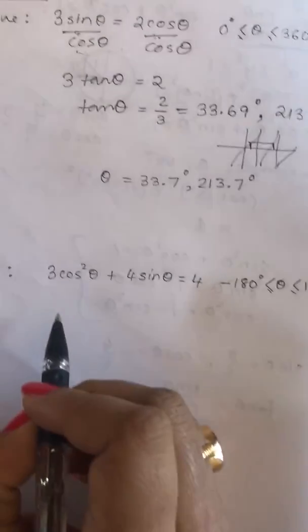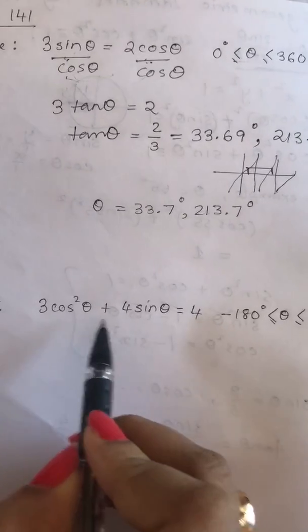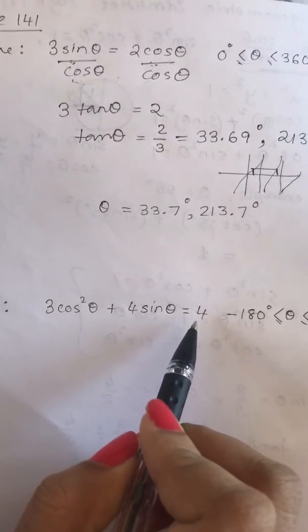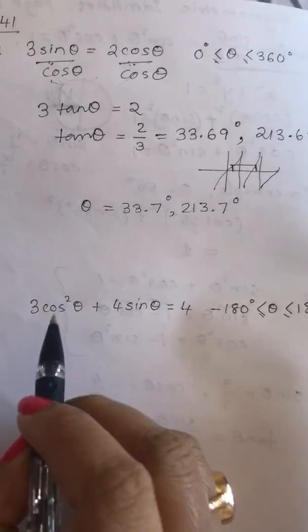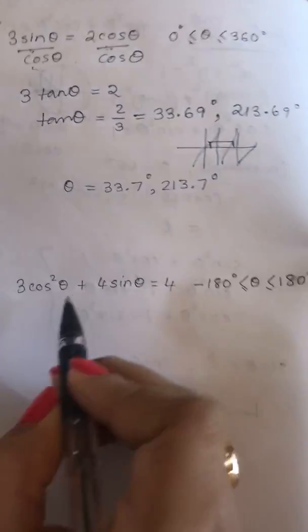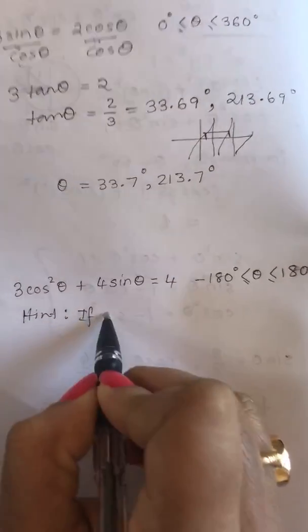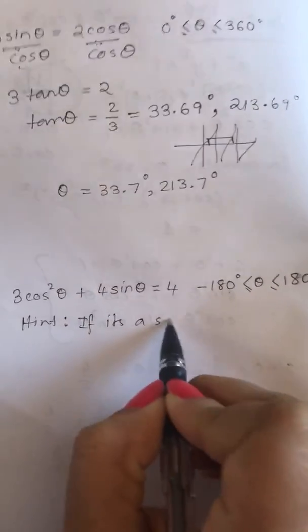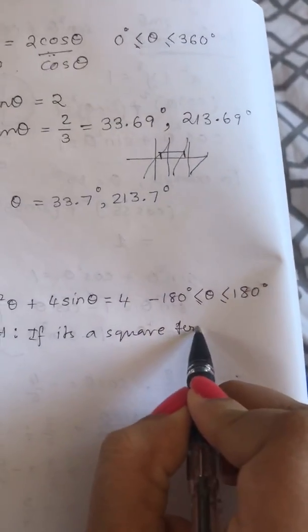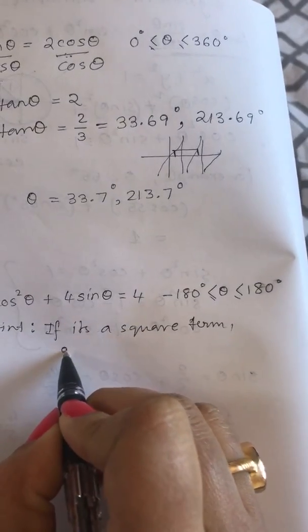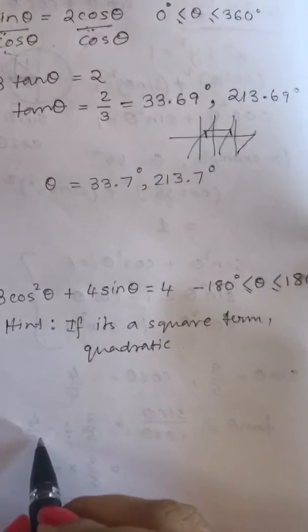Moving on to the third one. You've got 3 cos squared theta plus 4 sine theta equals 4. And you want to solve it for theta. Hint, always remember this. If it's a square term, most of the time it's a quadratic that you need to create.